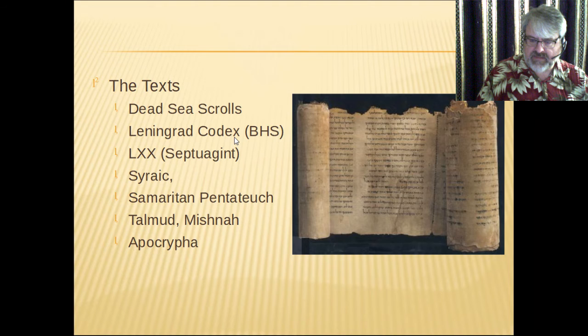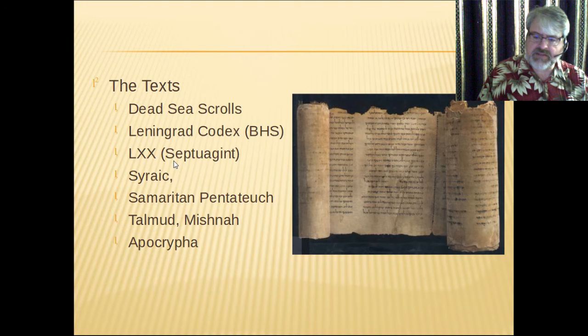This is a Biblia Hebraica. This is the BHS, the common, modern Hebrew critical text, which is based in large part on the Leningrad Codex as its primary source. The Septuagint, the LXX, is an Old Testament translation into Greek that was initially completed in 185 BC.